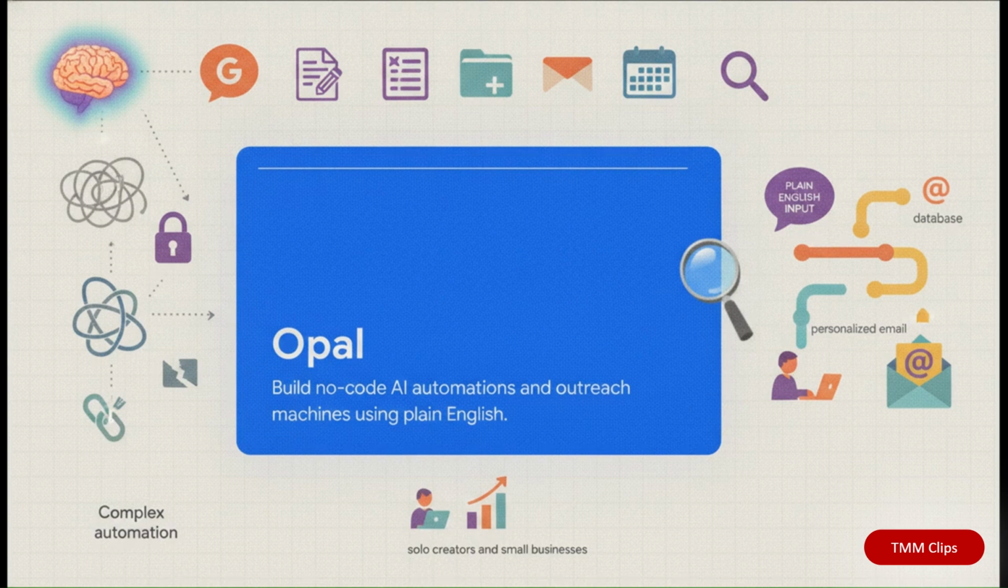You don't need to map out confusing logic trees or mess around with API webhooks. You literally just tell Opal, hey, when a new lead comes in, send them this personalized email and then add them to my database. And it just builds the machine for you. It's enterprise-level automation handed right to solo creators and small businesses.